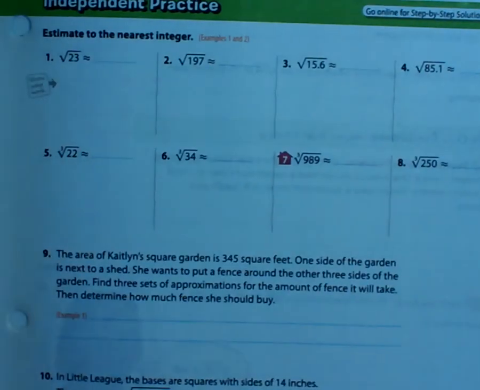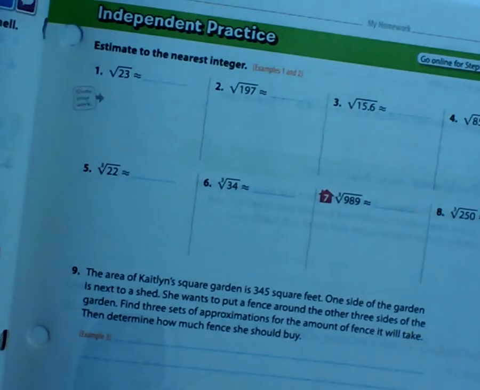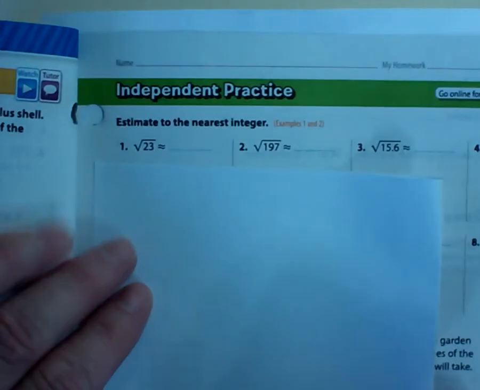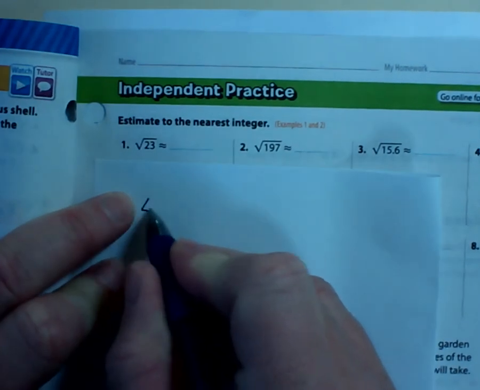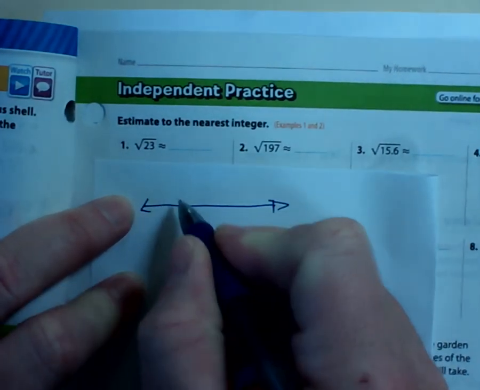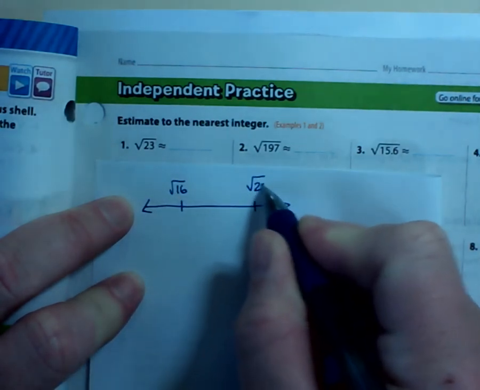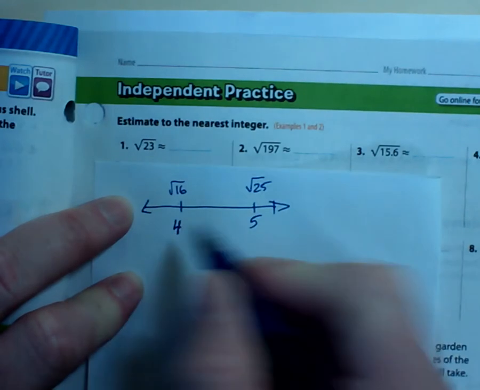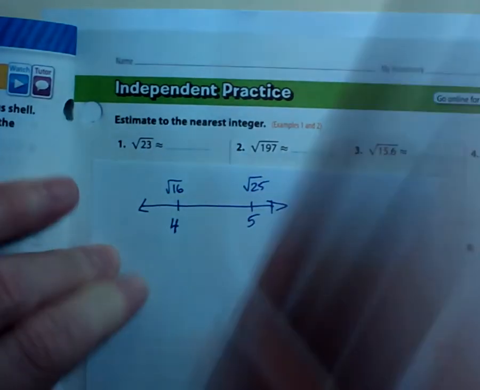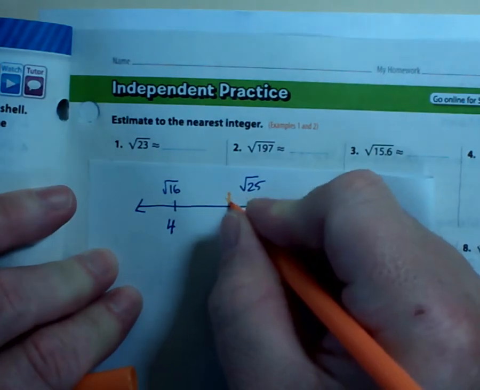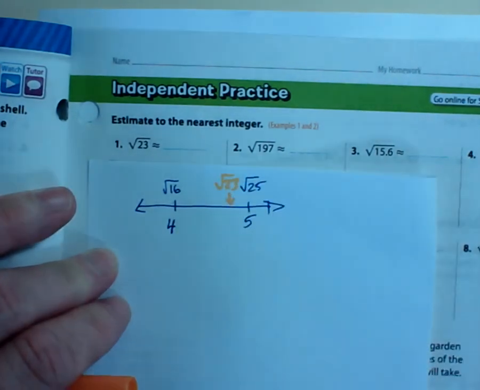Let's go to page 85. Estimating. Now we get into some more fun stuff. Let's do a little estimating. I need a blank sheet of paper here, because when I'm estimating, I'm looking on a number line for the two numbers this number is between. So I'm looking at the perfect squares. Here's the square root of 16 and the square root of 25. This is 4 and this is 5. So where does the square root of 23 come in? It's about right here. Square root of 23, really close to 5.